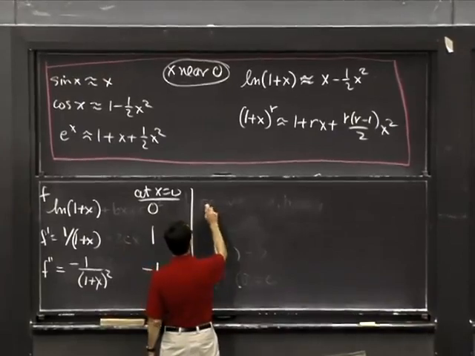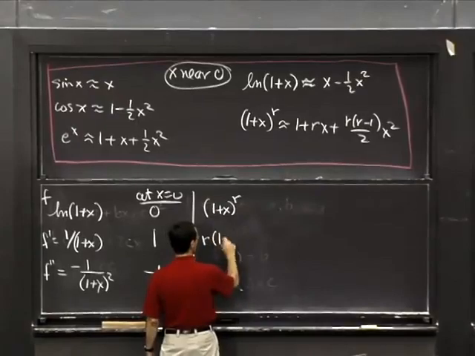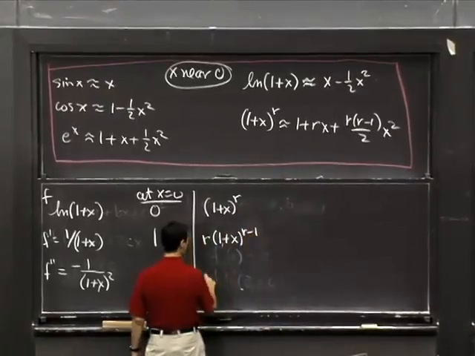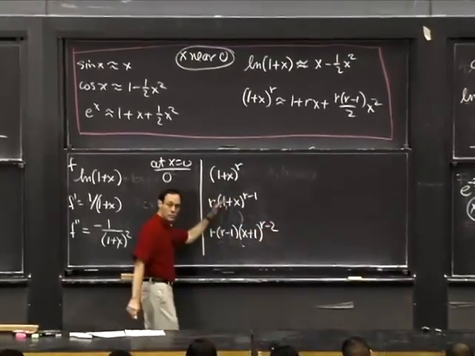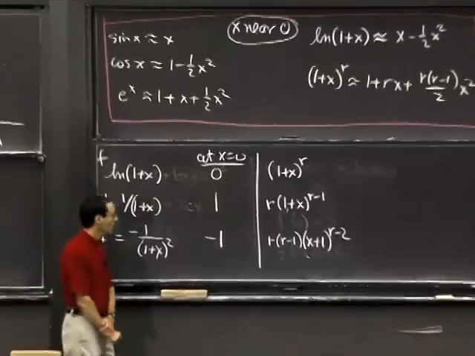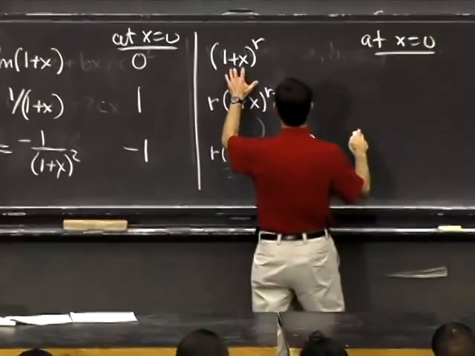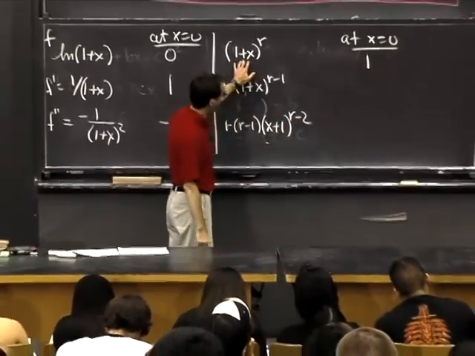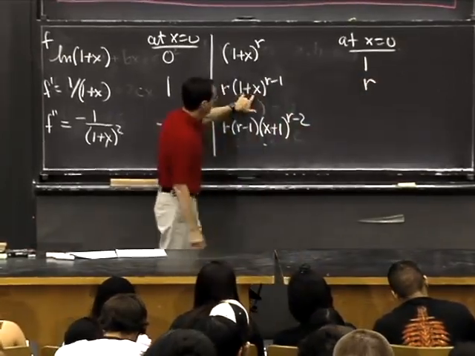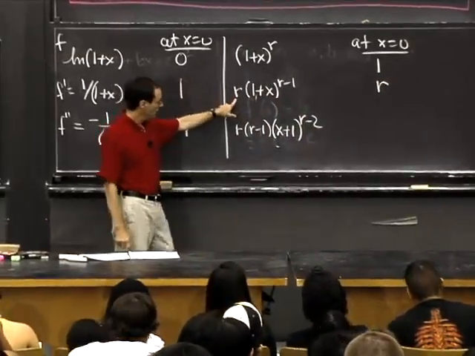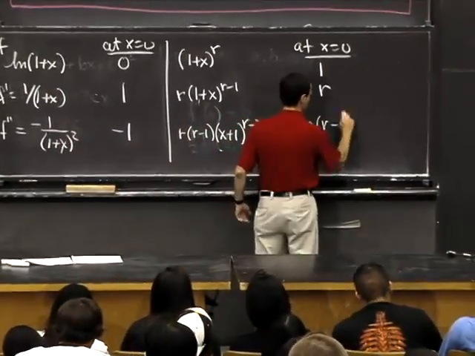All right, similarly, if I do it for 1 plus x to the power r, I have to differentiate that. I get r times (1 plus x) to the r minus 1, and then r times r minus 1 times (1 plus x) to the r minus 2. So here are the derivatives. And so if I evaluate them at x equals 0, I get 1. That's 1 to the r power, which is 1. And here I get r, 1 to the r minus 1, times r. And here I plug in x equals 0, and I get r times r minus 1.